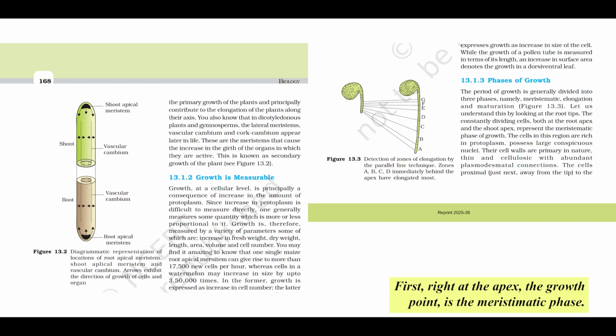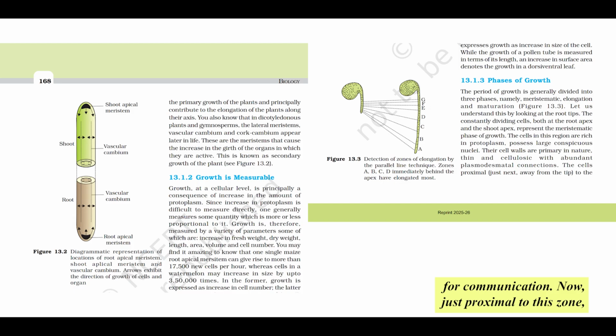First, right at the apex, the growth point, is the meristematic phase. This zone is all about cell division. It's the engine room. The cells here are specialized for division, rich in protoplasm, dense living material, large conspicuous nuclei, the control centers, and their cell walls are primary, thin, cellulosic, flexible. Ready to divide and expand. Exactly. And they have lots of plasmodesmatal connections, little channels linking them for communication.